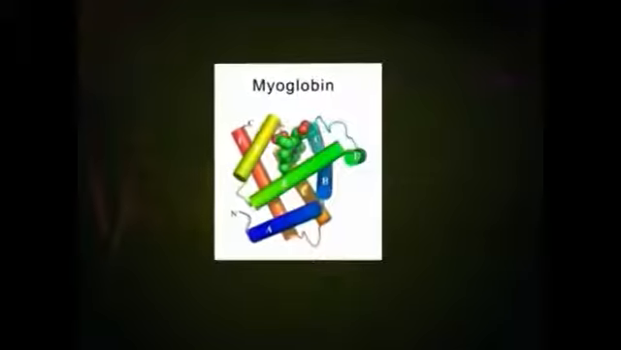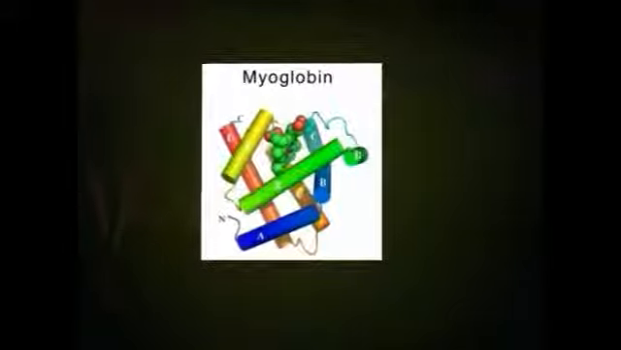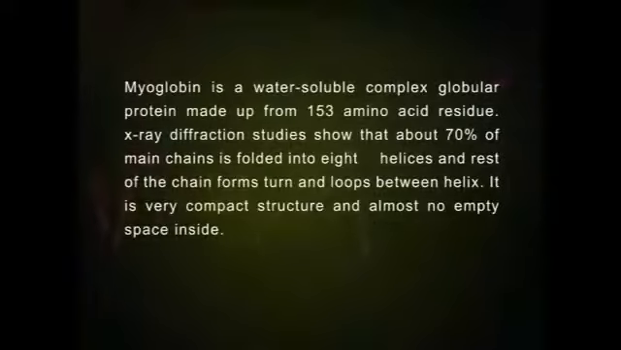Now, let us discuss how R groups interact in the tertiary structure of water-soluble globular proteins. For example, myoglobin. Myoglobin is an oxygen-binding muscle protein. Myoglobin is a water-soluble complex globular protein made up of 153 amino acid residues.